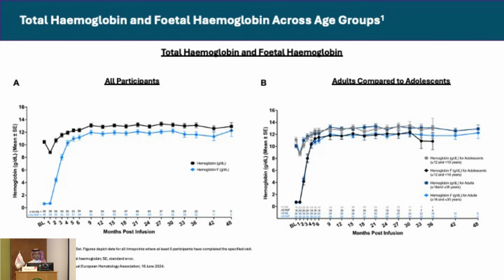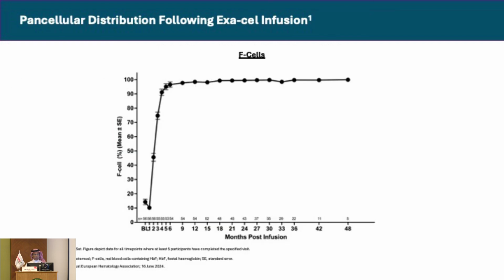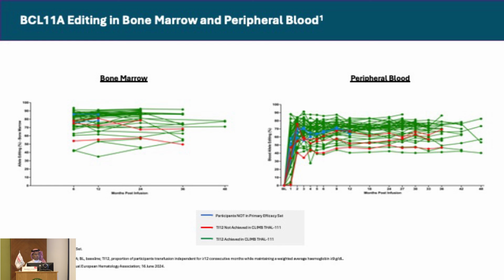This is again the contribution of the hemoglobin. Almost 90% of the hemoglobin was contributed by the hemoglobin F, as you can see, and the level of hemoglobin again was around 13 in these patients, both adolescents and adults. The pan-cellular distribution was the same as what was seen in sickle cell, which is really encouraging, and it remained in a straight line. This is the BCL edited alleles, and you can see it's in the bone marrow reaching 90%, and also in the peripheral blood it is continuing.